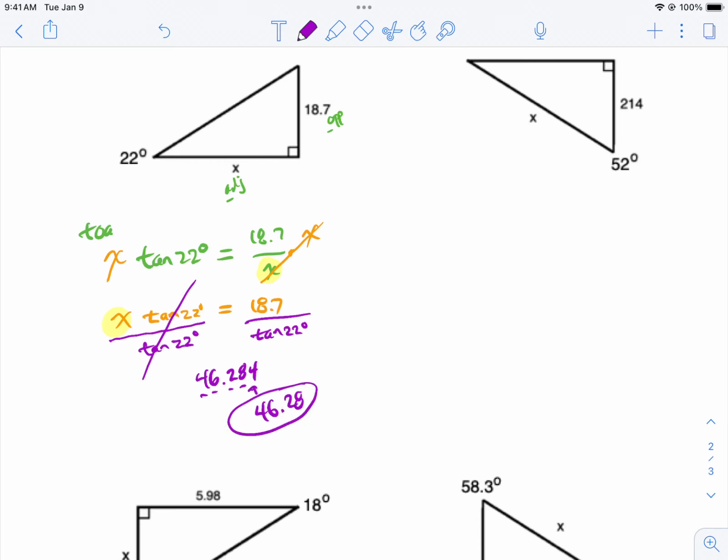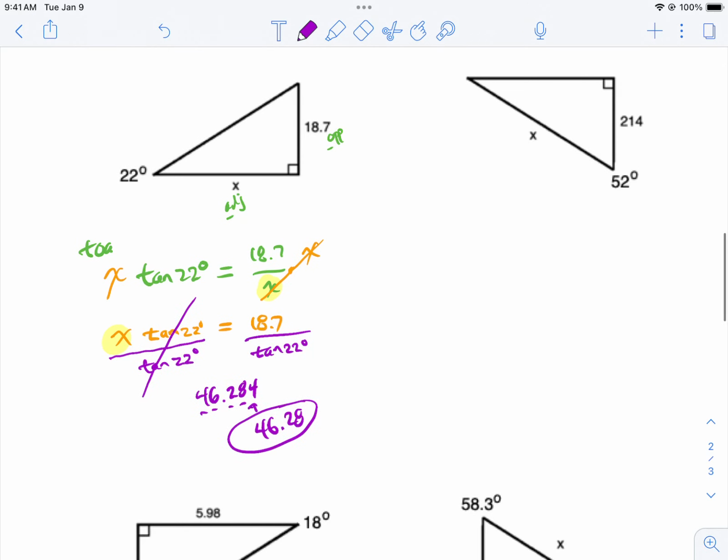So this is the third type. It was a tangent, but it was also different because x was on the bottom. So pretty much right now, once you've seen x on top and x on the bottom, and if you know how to handle both of those situations, you'll be in good shape.